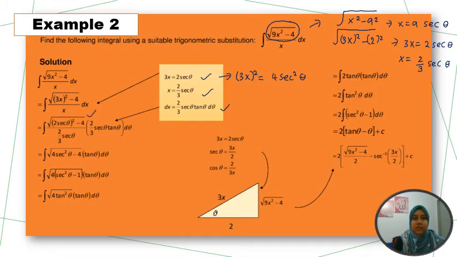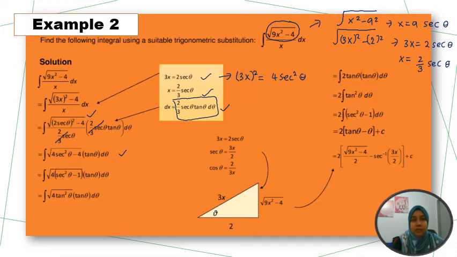We have this function over x. We substitute dx with this function dx. Then we can simplify this function. We cancel out this denominator with the numerator. So we have this, the simpler function: 4 secant squared theta minus 4 times tangent theta.